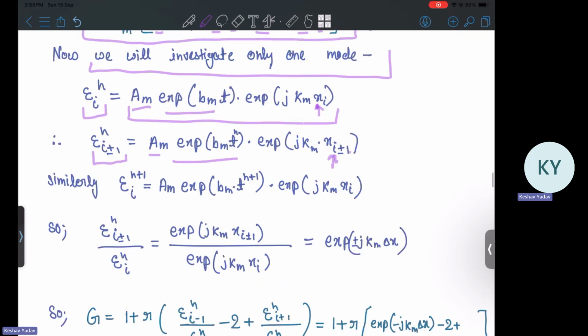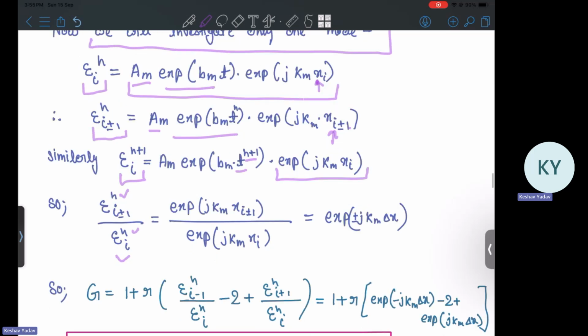Similarly, if I want to write this epsilon i at the n plus 1th time step, here t will be n plus 1th and this will remain the same. Now I wish to find epsilon i plus minus 1 at nth divided by epsilon i at nth. This I want to find.